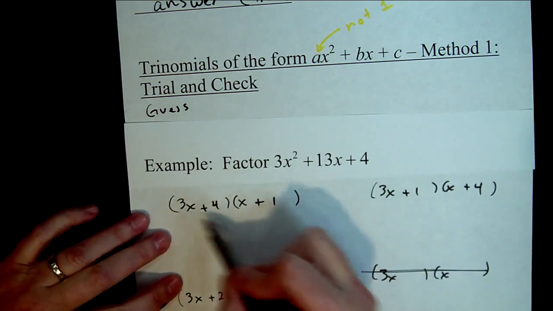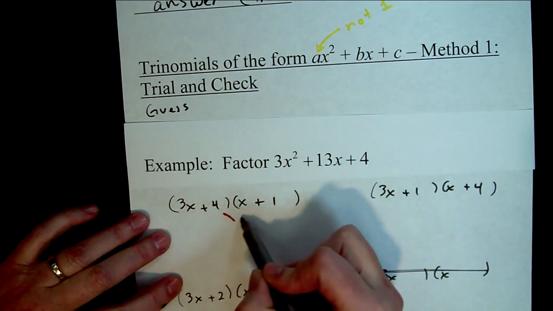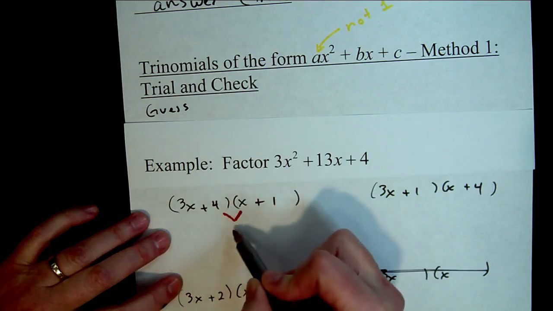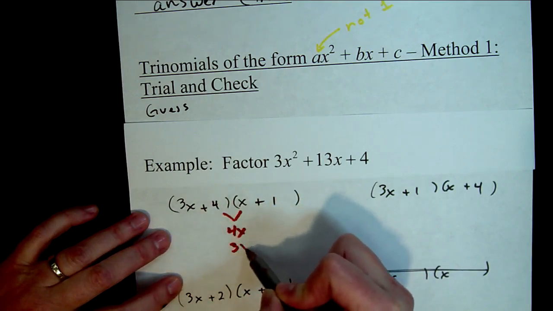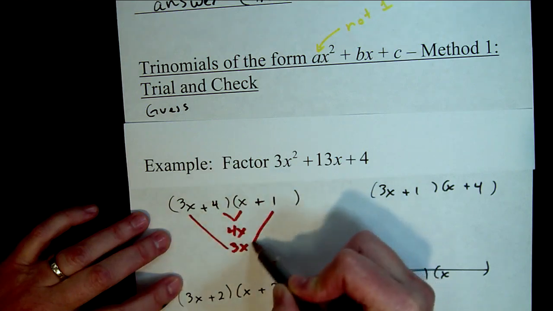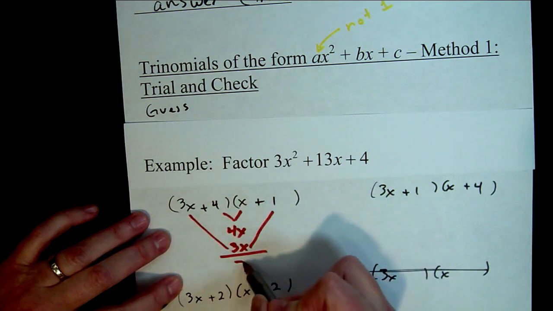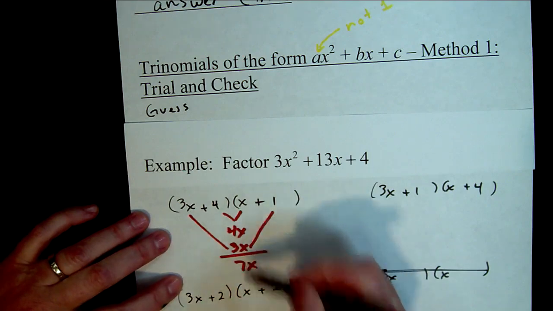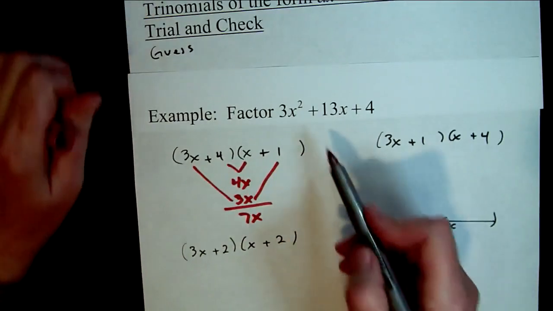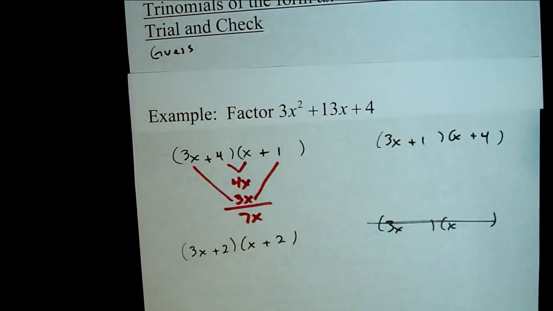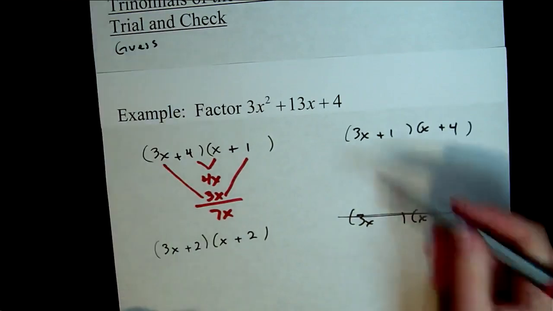Okay, so if I FOIL this out, the inner terms are going to give me a 4x. The outer terms are going to give me a 3x, right? Those two. And the middle term would be a 7x then, when you combine them. That's not what we want here. We want a 13x. So why don't we try this next one?